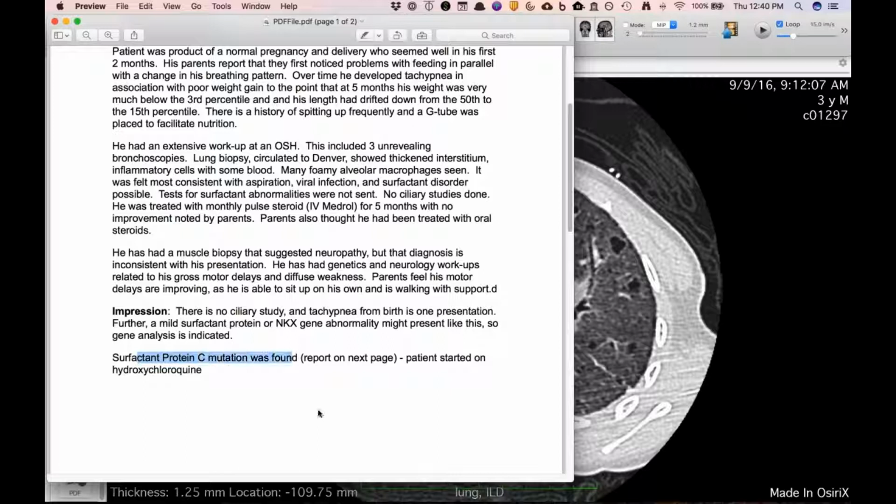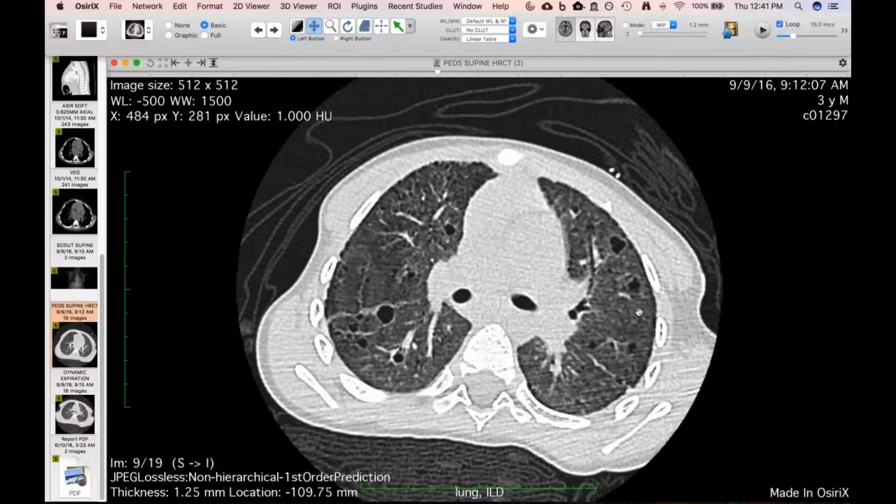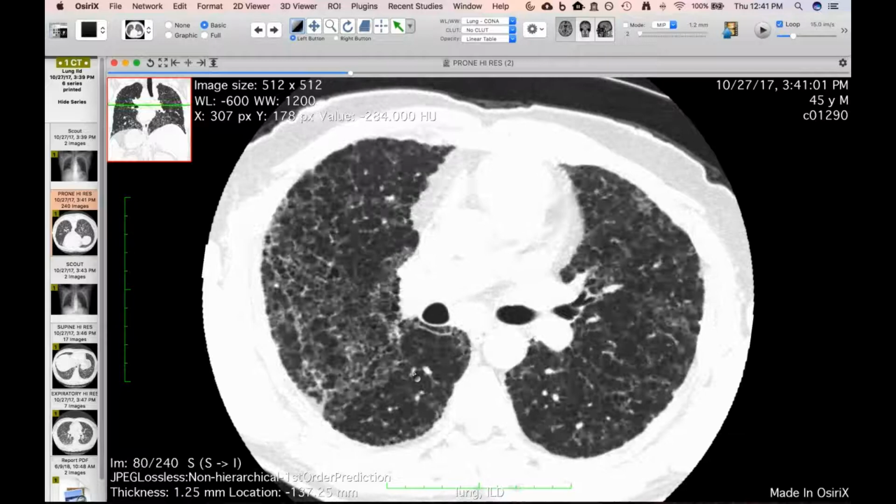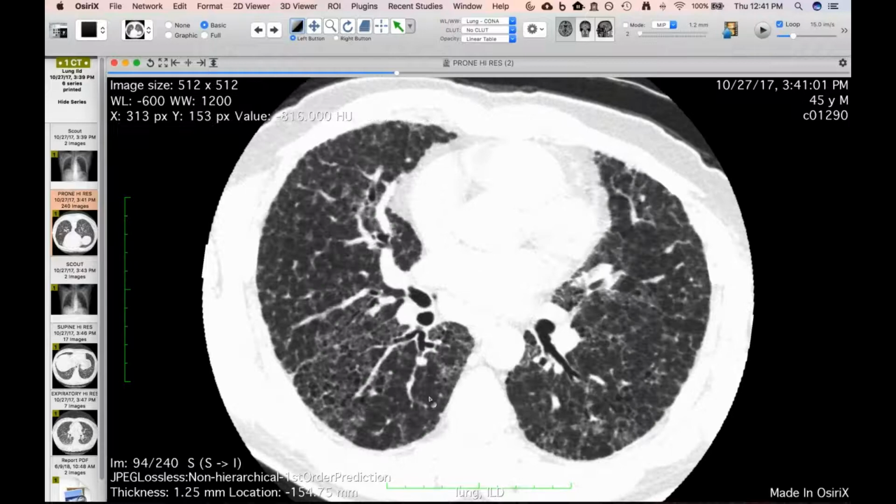And it's just interesting because it was only after they detected it in the child that they went back and started working up the father. We don't have genetic analysis on him yet, but this is almost certainly going to also be a familial fibrosis from surfactant protein C deficiency. And I've shown cases, we've seen a whole host of different mutations. I know David and Jeff have shown these too.